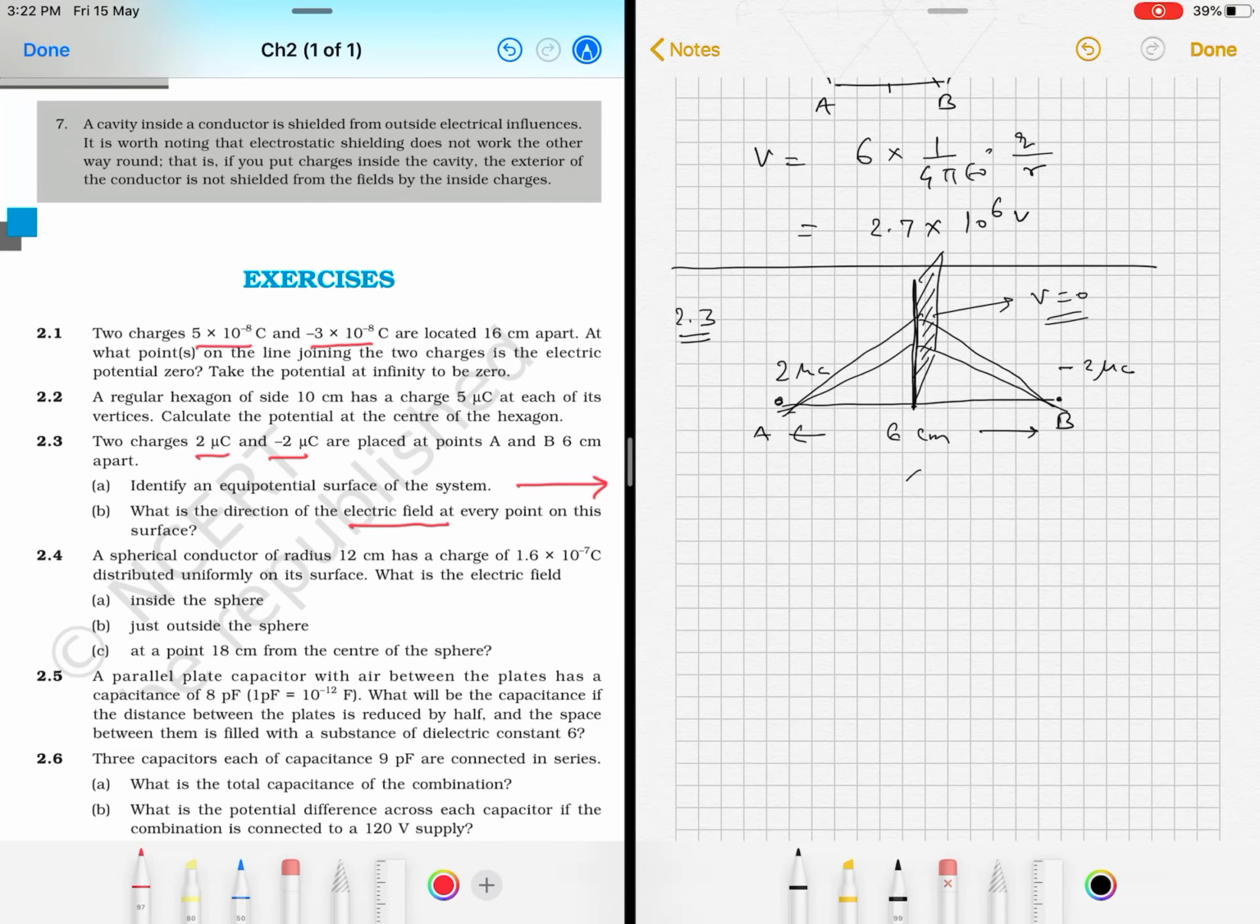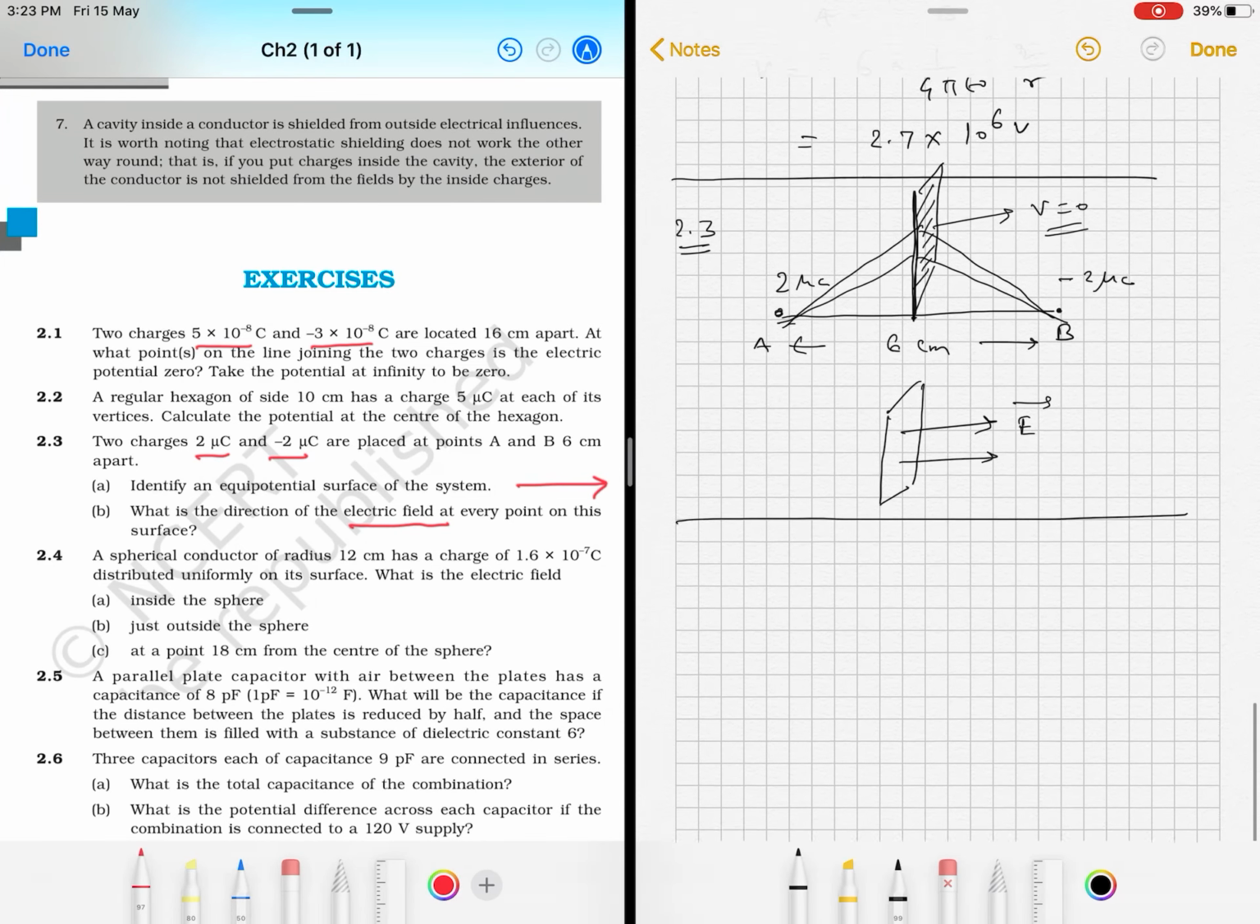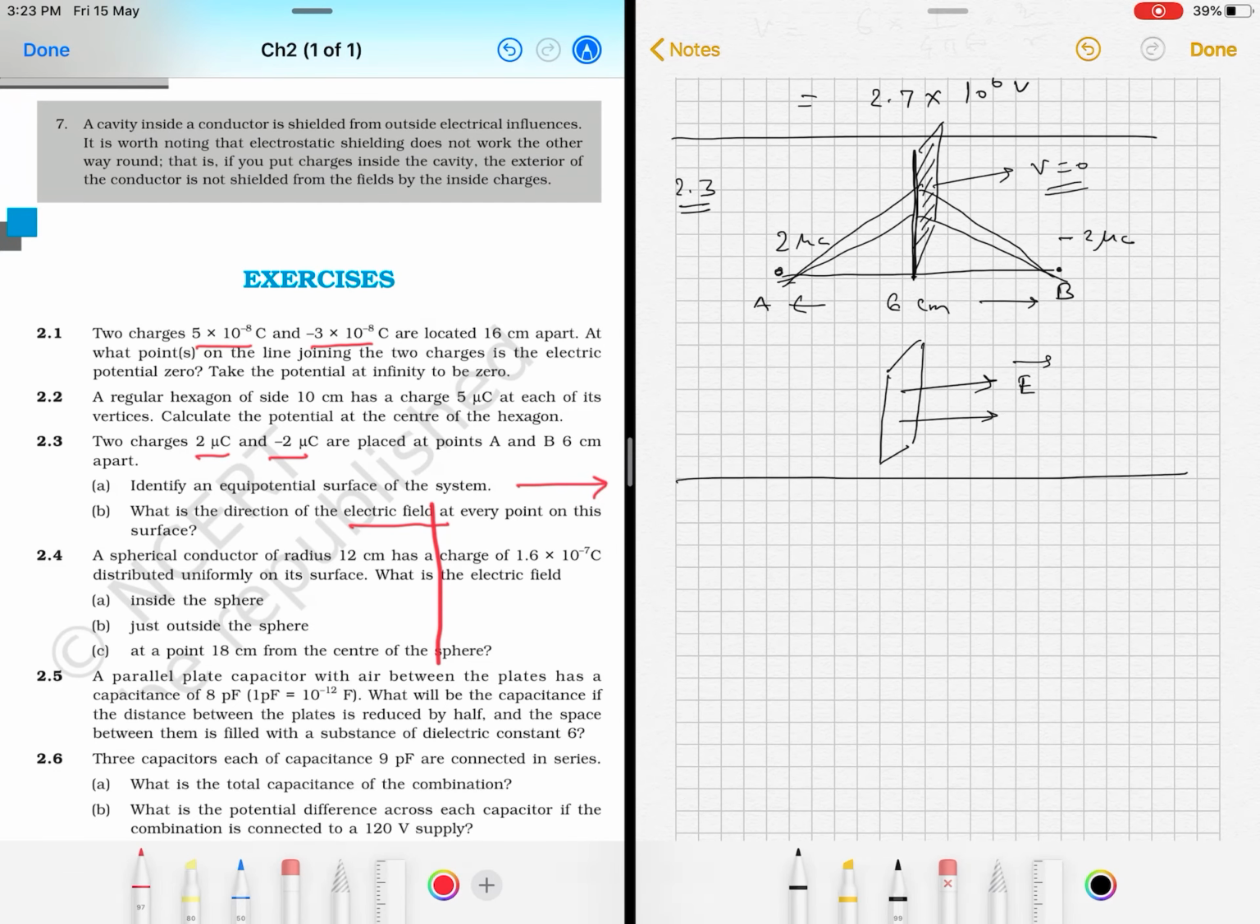On this plane the electric field will be perpendicular, and it is from A to B. Electric field from A to B. So this is question number 2.3. Now come to 2.4.